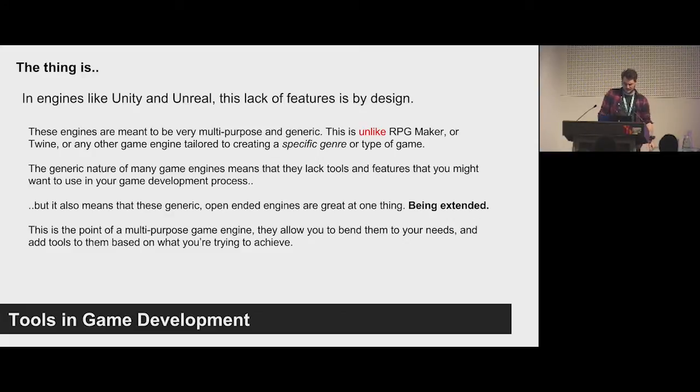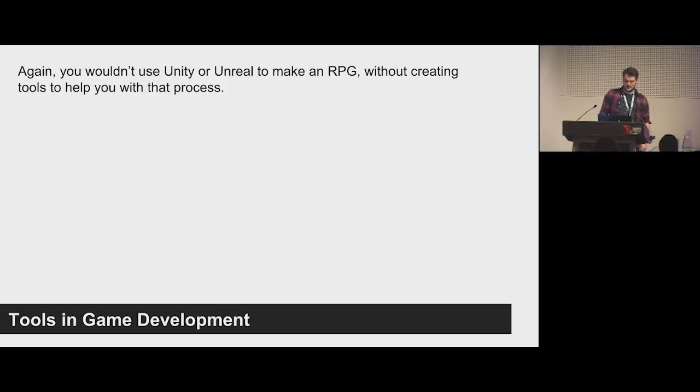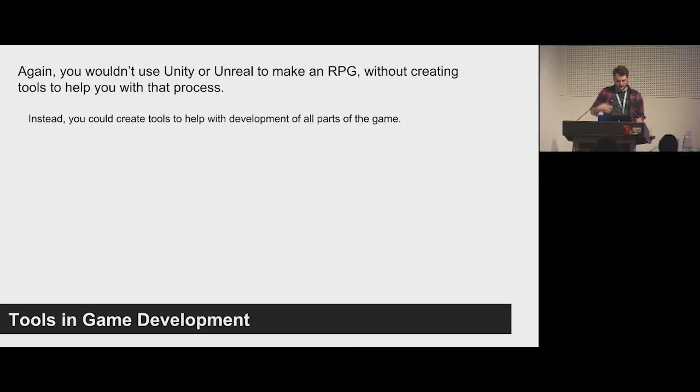This is the point of a multi-purpose game engine. They allow you to bend them to your needs and add tools whenever you need to achieve something. And that's really important. Again, you wouldn't use Unity or Unreal to make an RPG without creating tools that help you with that process. Instead, you create tools to help you with development of all parts of the game, right?